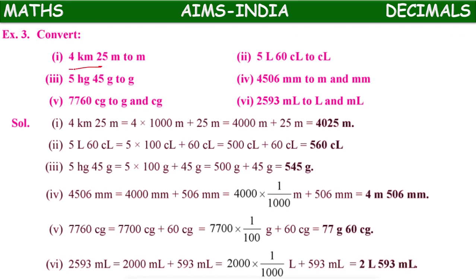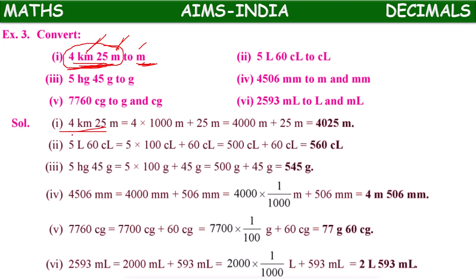4 kilometer 25 meter. Here they have given one unit which is a combination of both kilometer and meter. We have to convert it into meter. For this kind of question, we have to change the given unit, which consists of 2 different units, into a single unit.